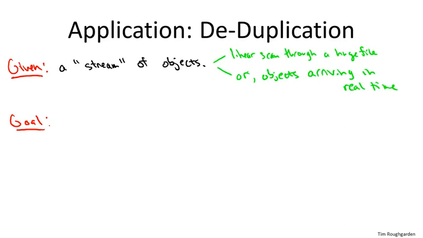And now what do you got to do? What you got to do is ignore the duplicates. So remember just the distinct objects that you see in this stream. And I hope you find it easy to imagine why you might want to do this task in various applications.